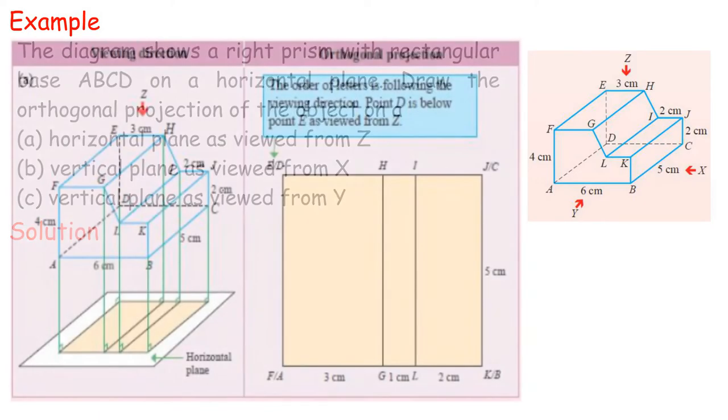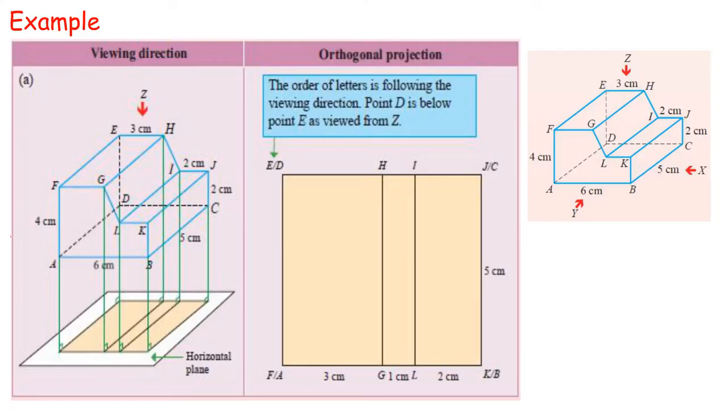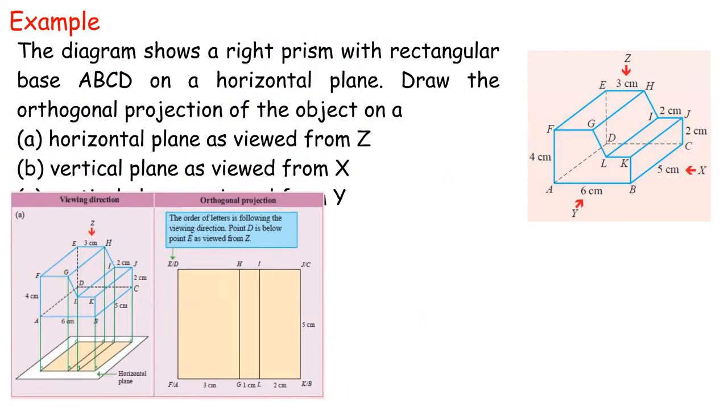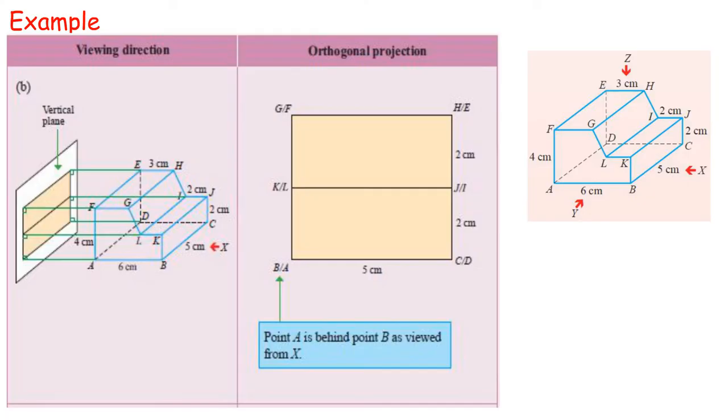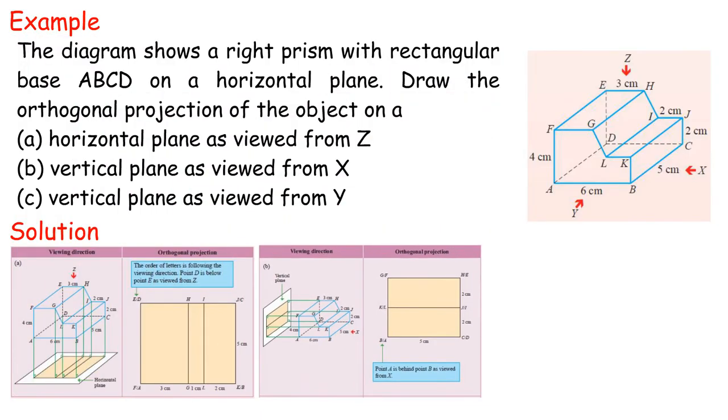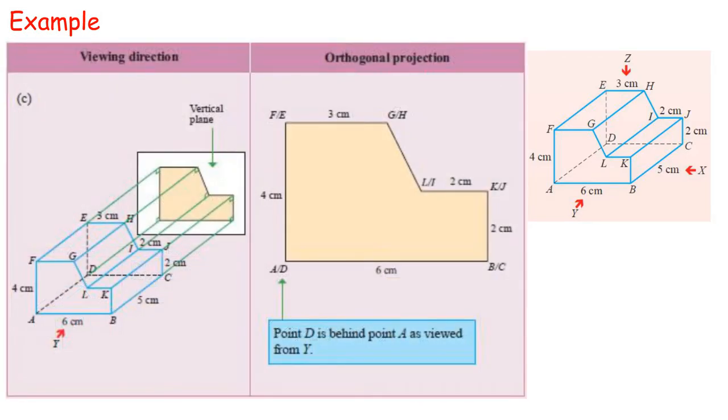A. The order of letters is following viewing direction. Point D is below point E is viewed from Z. B. Point A is behind point B is viewed from X. C. Point D is behind point A is viewed from Y.